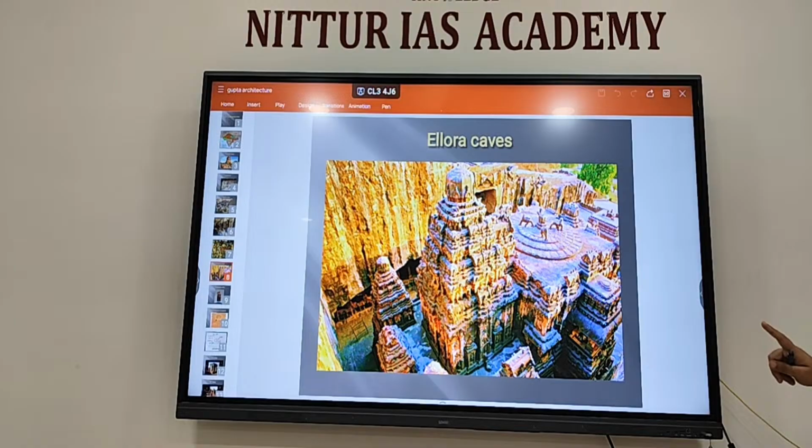Fine. So you have Ajanta cave, Ellora cave, Bagh caves. You also have Junagadh caves. That is also created during this period. So those are the caves you are finding from the Gupta period.